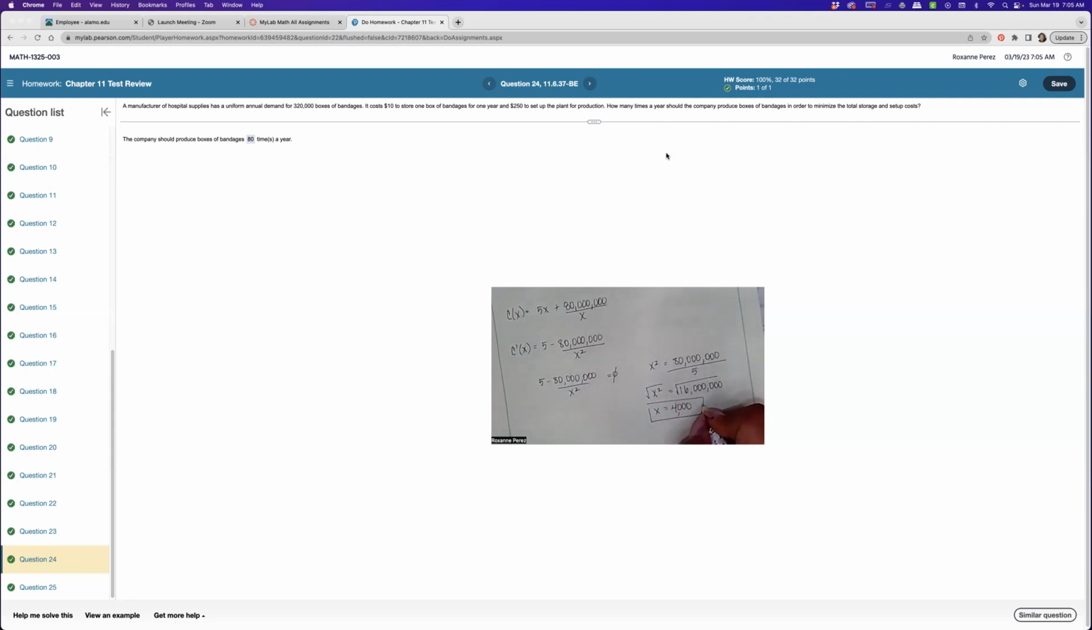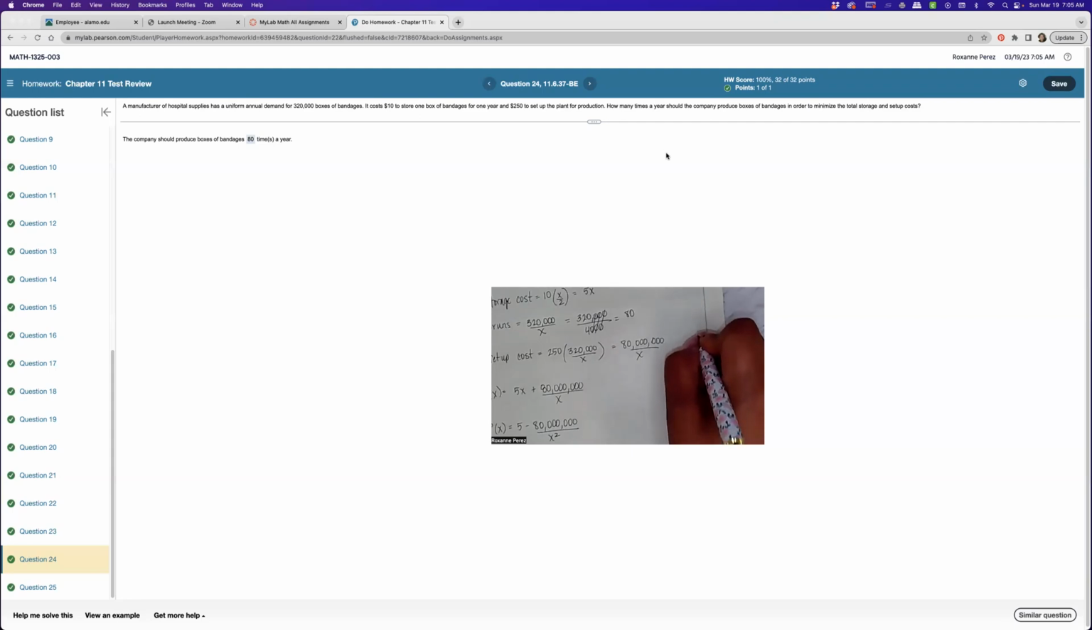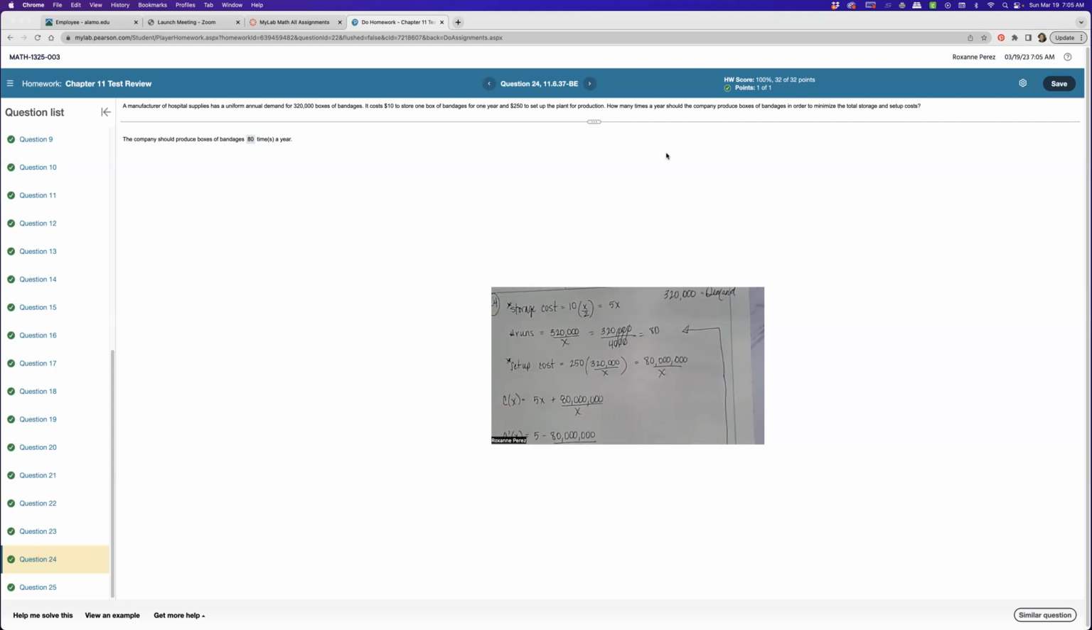And then once you have this, take that value and bring it back into your number of runs that you're going to utilize in order to generate this demand. So 320,000 divided by 4,000 is going to give you 80 runs. Okay, and that's actually pretty not bad. That's the problem in general.